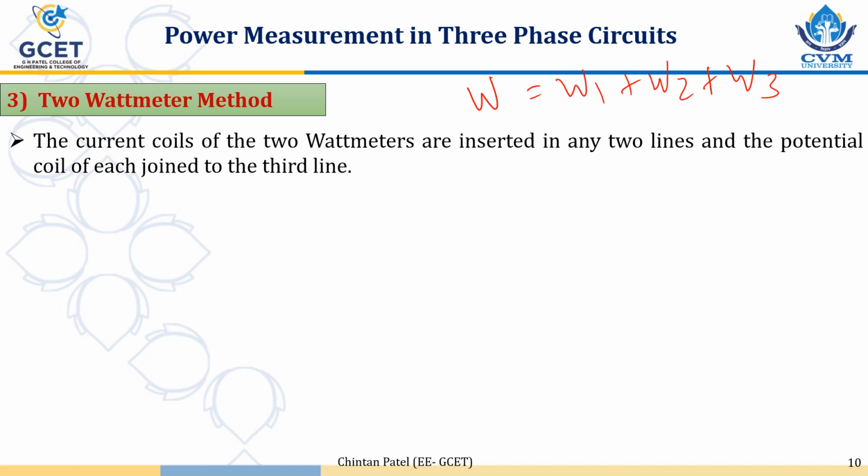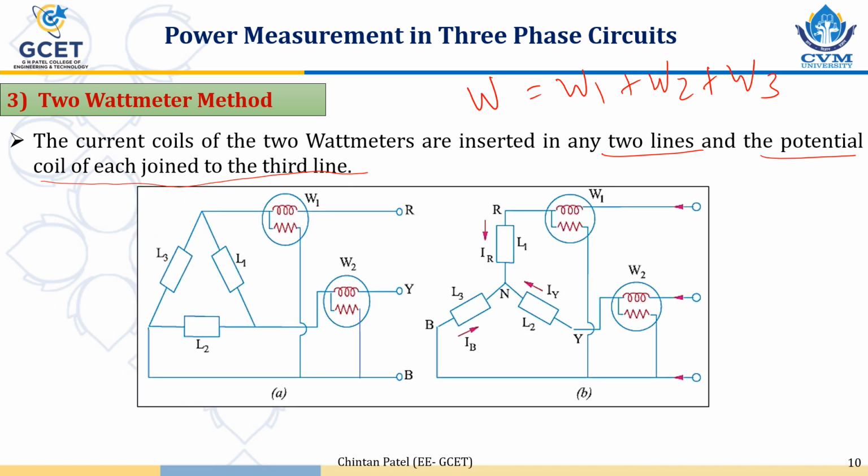In this method, as the name suggests, only 2 wattmeters are connected or inserted in any two lines, and the potential coils of each wattmeter are connected to the third line. So let's see the diagram. You can see in figure A, it is a delta connected network, W1 and W2, 2 wattmeters.